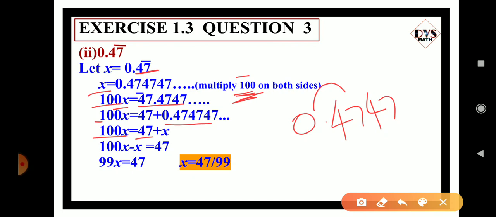Again 100x remains as it is, 47 remains as it is, and 0.4747 can be written as again x. So taking x to the LHS, 100x minus x, it is 99x is equal to 47, x is equal to 47 divided by 99. So this is the form of P by Q when the decimal expansion is given. Observe the steps and the simplification, and practice.